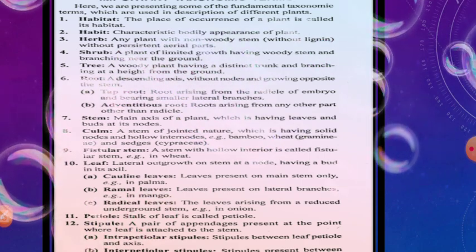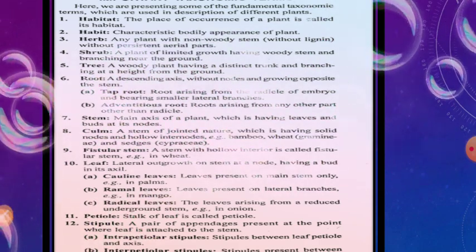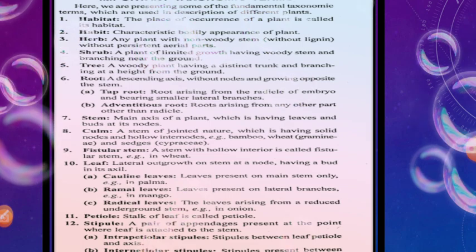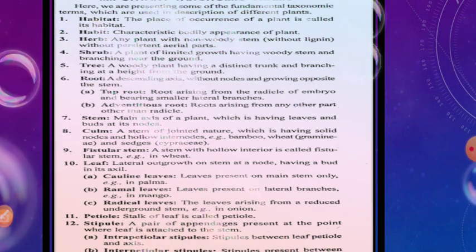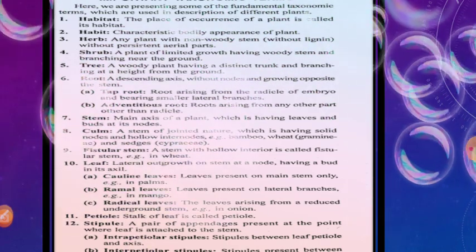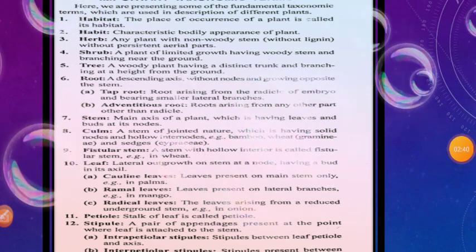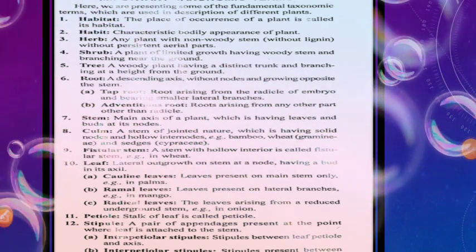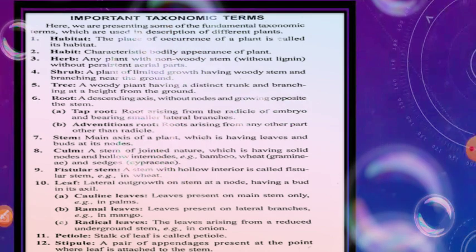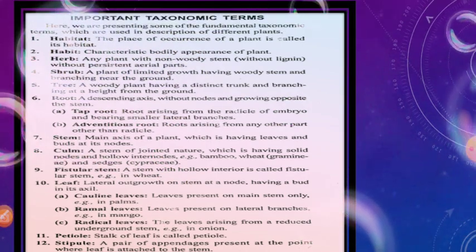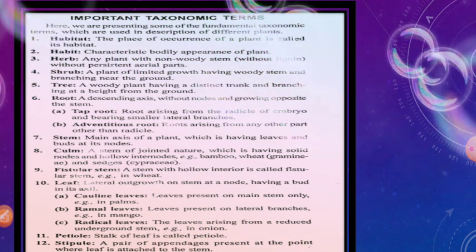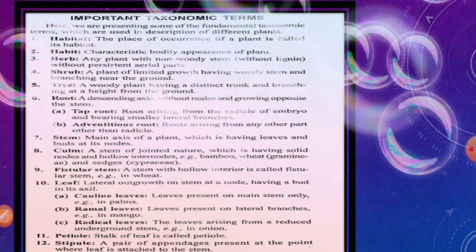So what is a root? The descending axis, it means the root is present under the soil, so it is the lower part of any plant. It is a descending axis without nodes, growing opposite to the stem. When we see a plant, there is the stem, and in the lower part there is the root. It is differentiated into two types: one is taproot and the other is adventitious root.